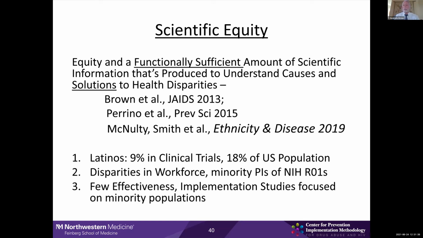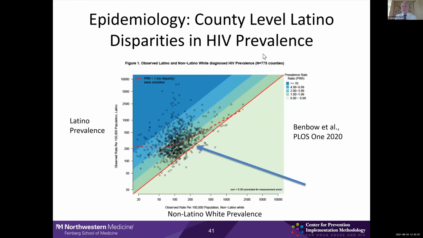A couple of references in here for this one. We're nowhere near this. Even the number of Latinos in clinical trials is about half of their share of the US population. We don't have as many minority PIs in NIH R01s to be reflective of the overall population. And few of the effectiveness or implementation studies are focused on minority populations themselves.